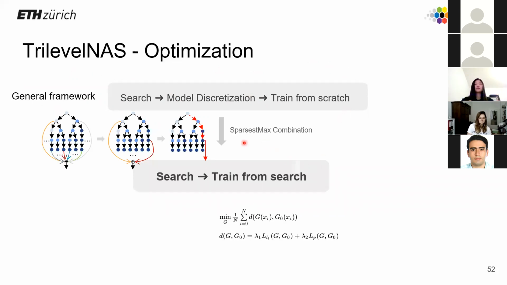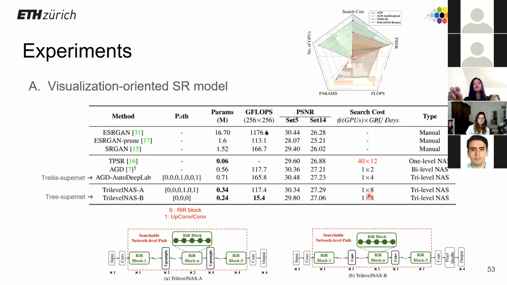Because here we employ the sparse-mixed combination, in the search stage, our supernet can already converge to a final single architecture. And so we can diminish this model discretization step, and we can directly inherit the architecture from our search stage. This also enables us to directly inherit the network weights of the supernet from the search stage, because we do not have any discrepancy between search and training stage. And this can help us to save some training costs as well. I can show you some of our results here.